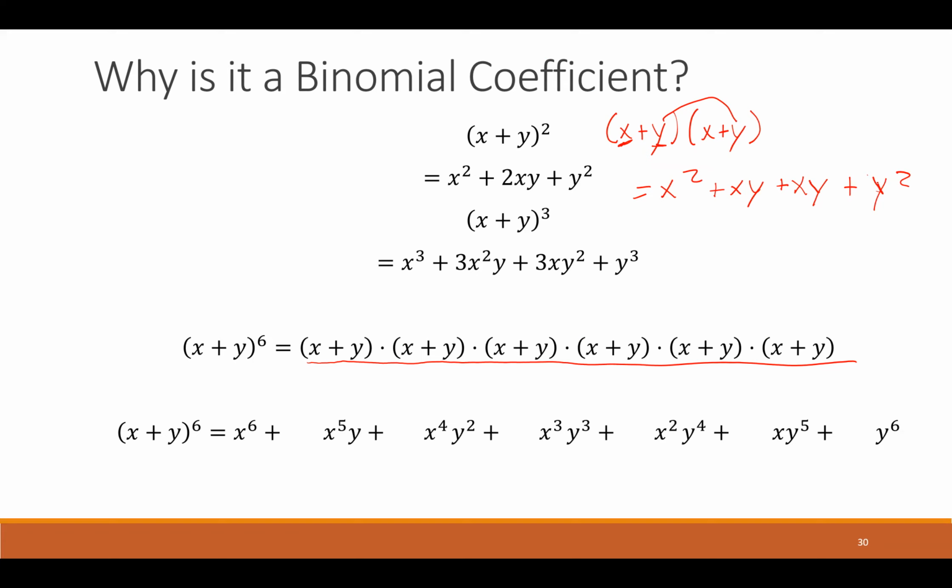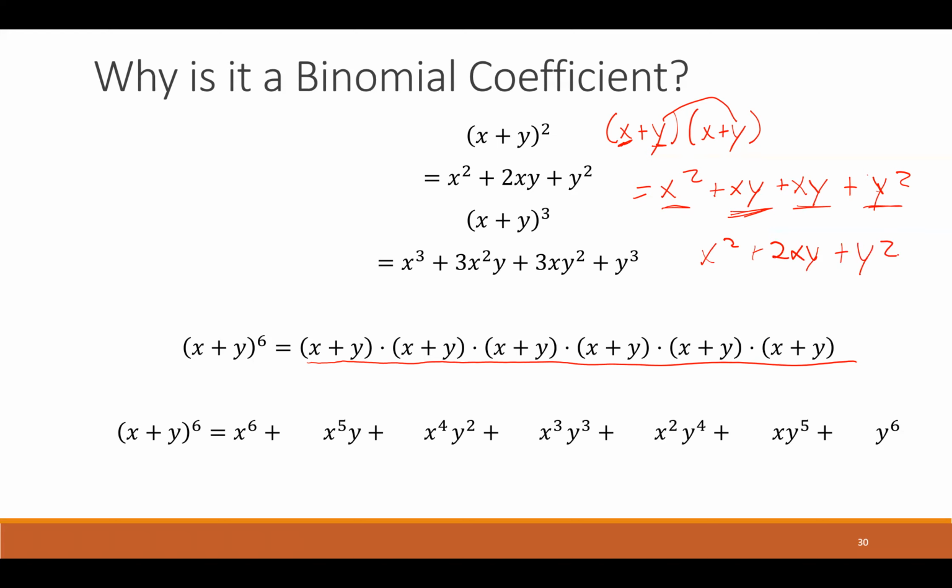Now the coefficient comes from going through and counting the number I have of each of these terms, right? So xy here and xy here, I have two of those, so I add them together. So this is x squared plus 2xy plus y squared. So that's doing it the hard way.